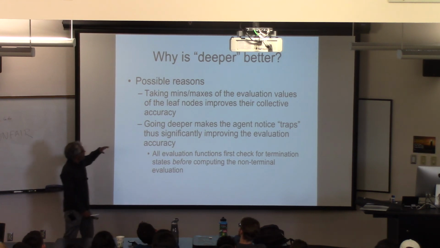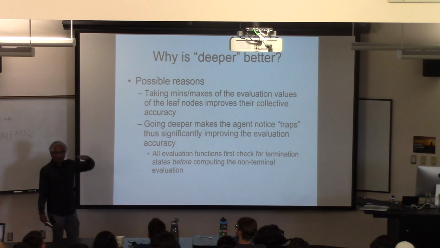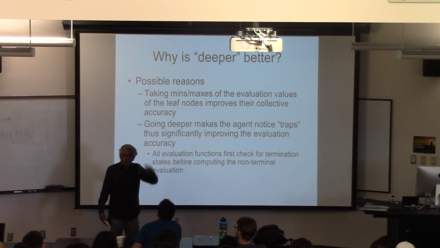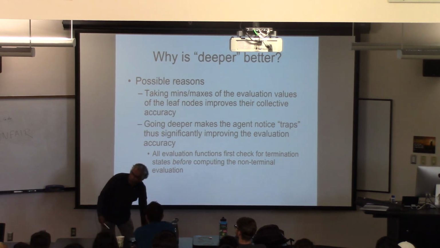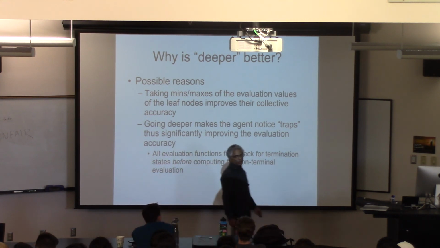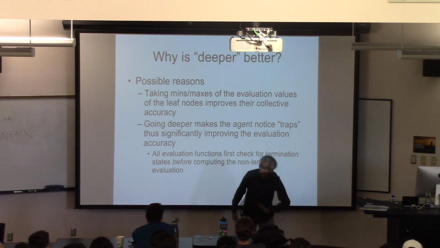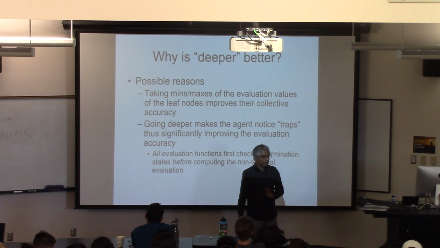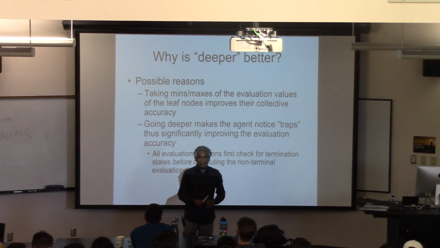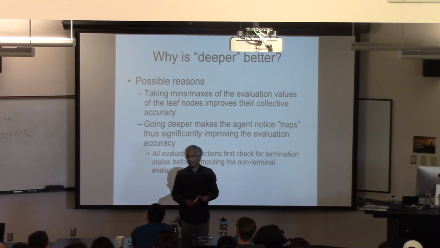So answer one says, taking mins and maxes of the evaluation function. Remember, if you're just going deeper and you're not going all the way to terminal node, you're using the same evaluation function, except at a lower level. So instead of saying number of rows, columns, diagonals open to max minus number of rows, columns, diagonals open to min, at level one, I'm doing it at level four. Why is this computation somehow telling me more about how good the node is when I'm doing it at level four than it did when I did the same computation at level one?